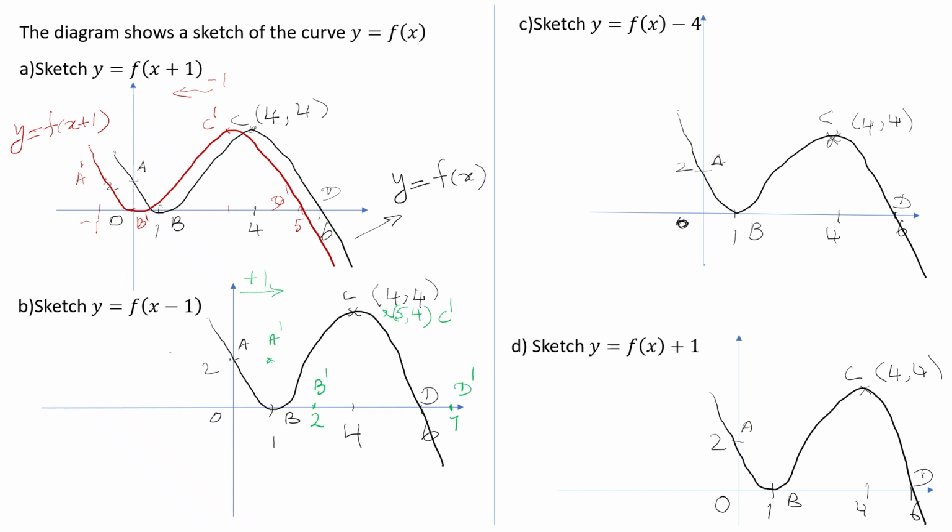Now sketch the graph. This is a new function, so y equals f(x minus 1). Black one is y equals f(x).